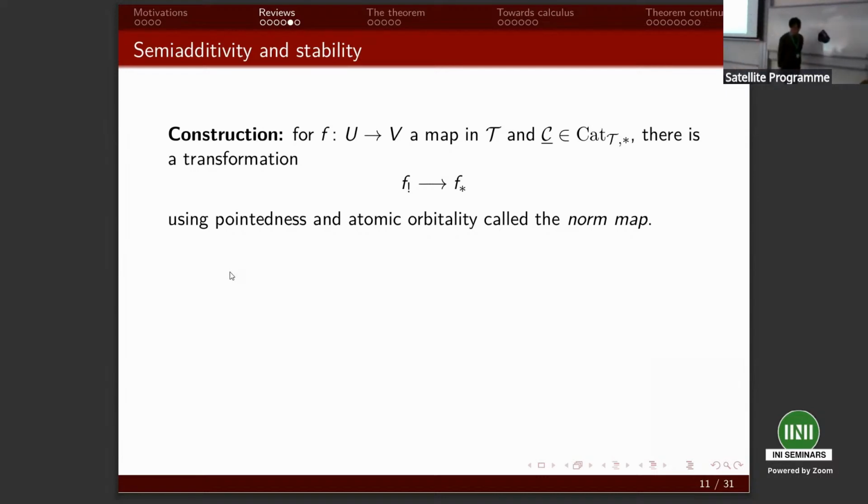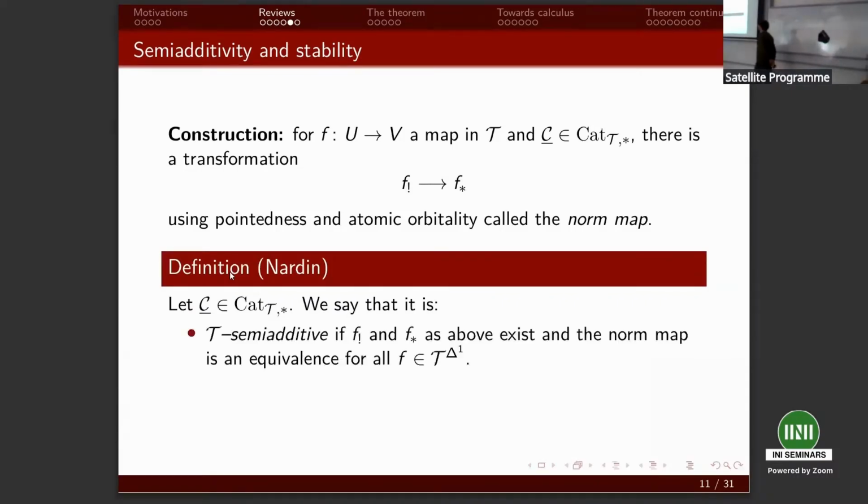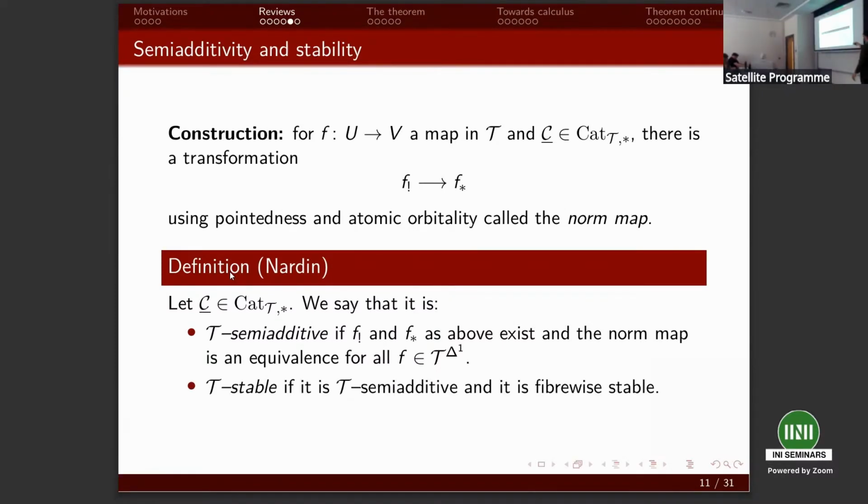Using this, Nadine defined the notion of P semi-additivity, namely, a pointed P category is P semi-additive if these adjoints exist and the norm map is an equivalence, as you might expect. And we say that it is P stable if it is furthermore fiber-wise stable. It is, after all, a diagram taking value in categories, and you can ask whether, for every object, you get assigned a stable category.